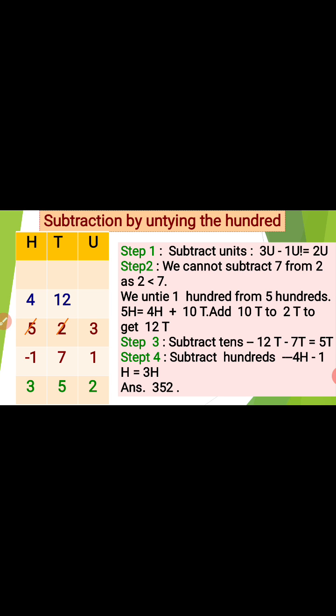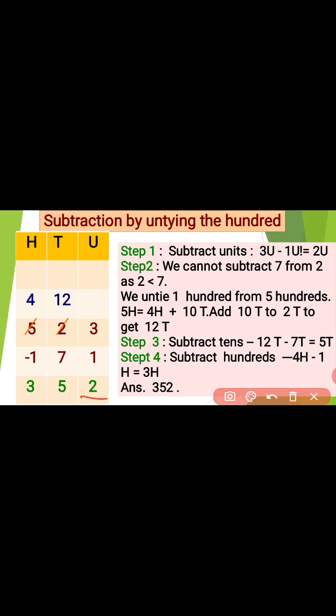Subtraction by untying the 100. Here first step is subtract 1 unit from 3 units. The answer we get is 2. If we subtract 3 minus 1, we will get 2. Now here in tens column we see that 2 is on the top and 7 is down. 7 is bigger than 2, so we cannot subtract 7 from 2. So what we will do?